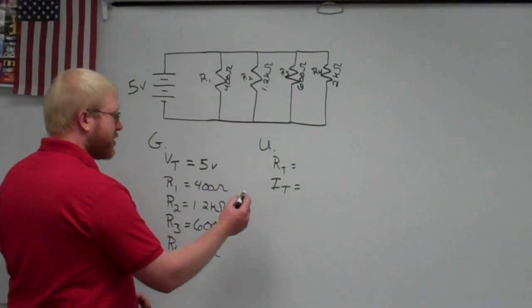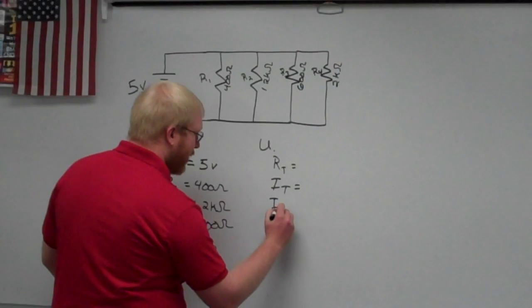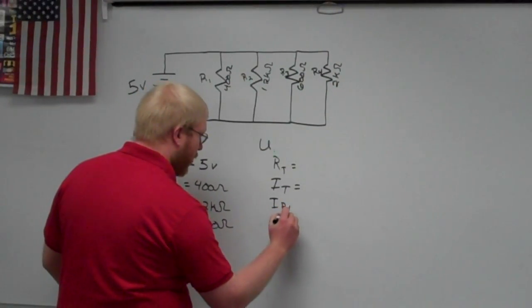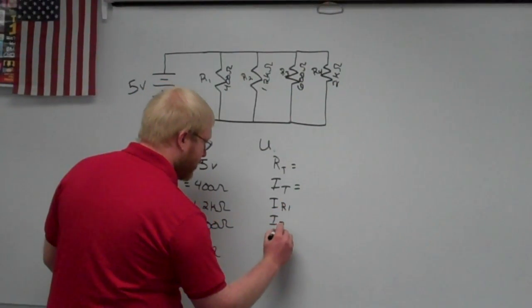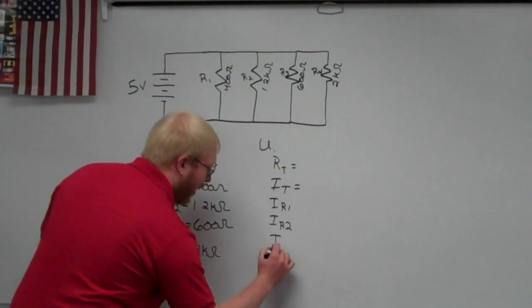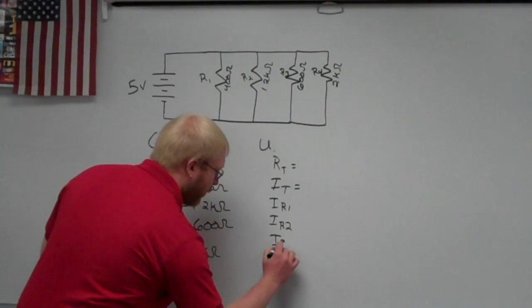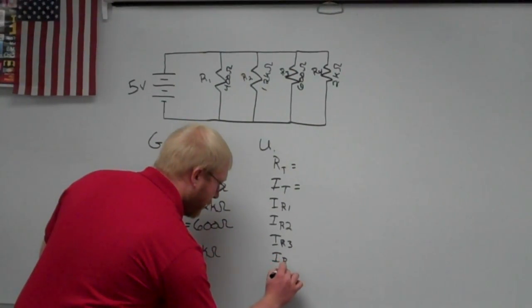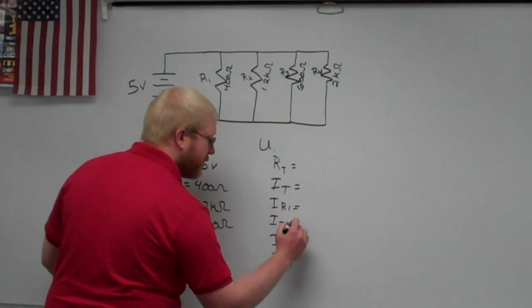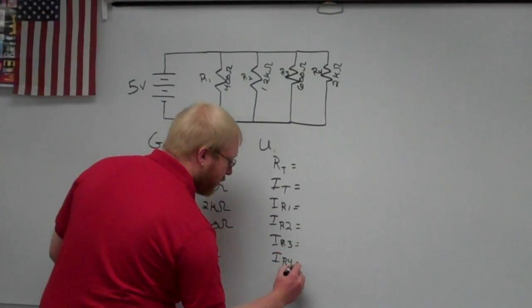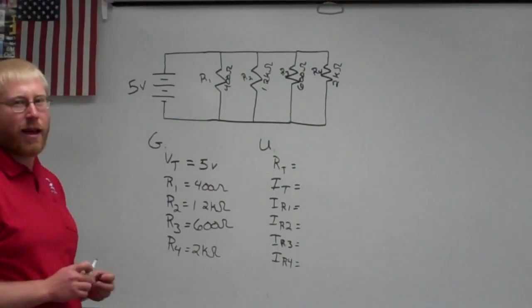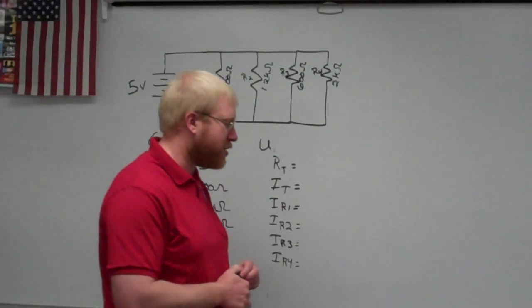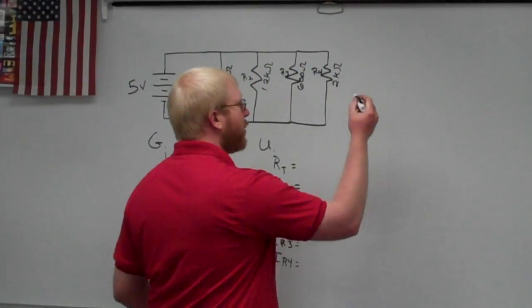So we can also look for our current at each resistor. So current at resistor 1, current at resistor 2, current at resistor 3, and current at resistor 4. And that should be all of my unknowns. The next step is going to be E for equations. So I'm going to go ahead and write that up here.